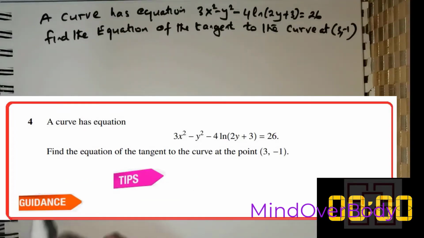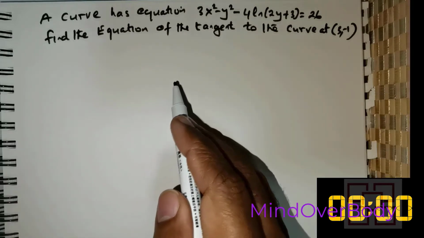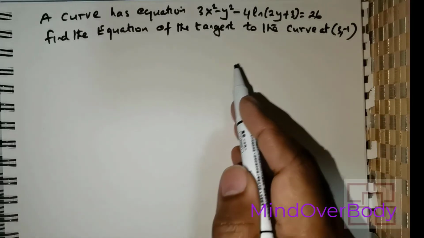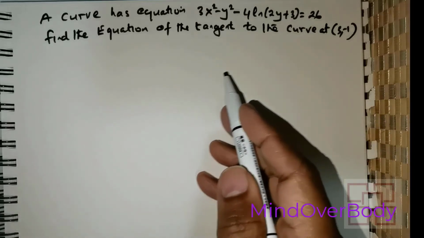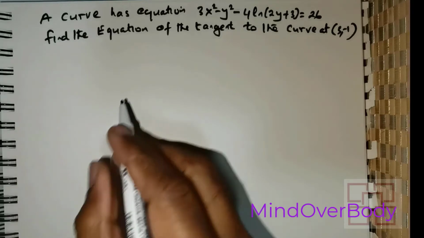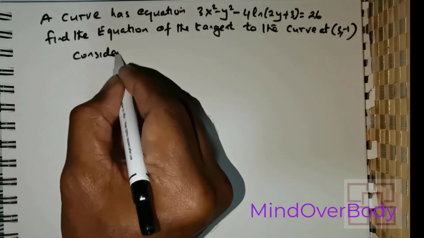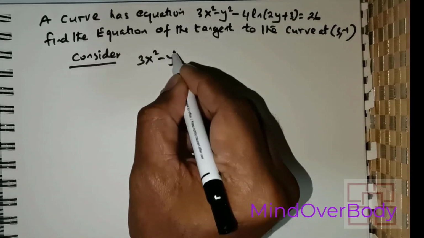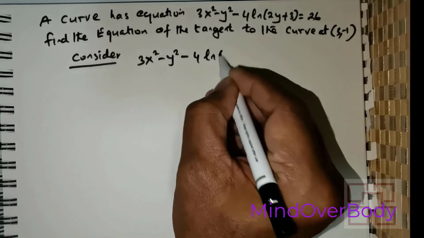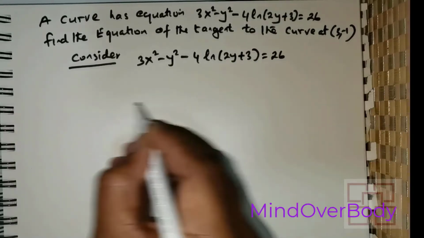Students, we are given this question. A curve has equation 3x squared negative y squared negative 4 times ln of 2y positive 3 equal to 26. Find the equation of the tangent to the curve at 3, negative 1. So foremost, we would consider 3 times x squared negative y squared negative 4 times ln of 2y positive 3 is equal to 26.